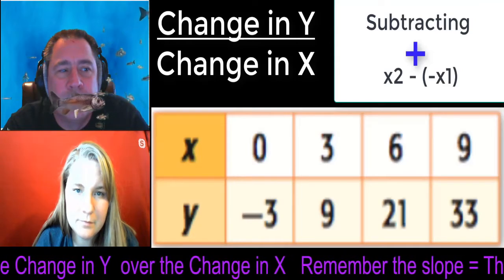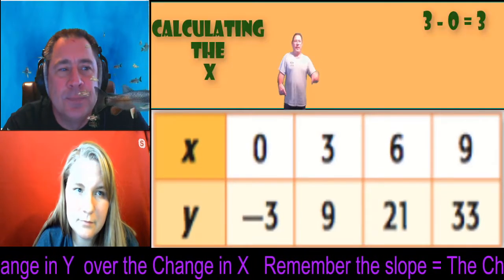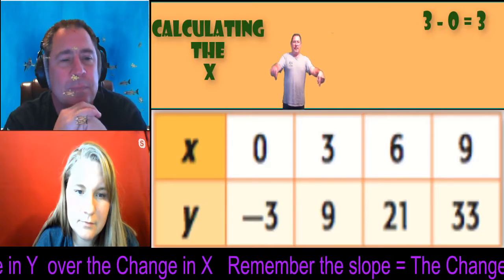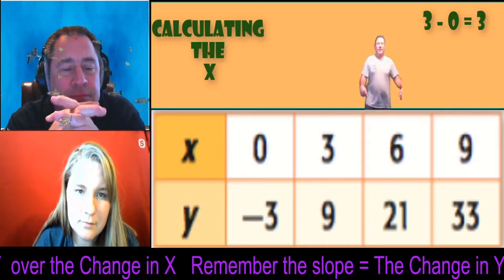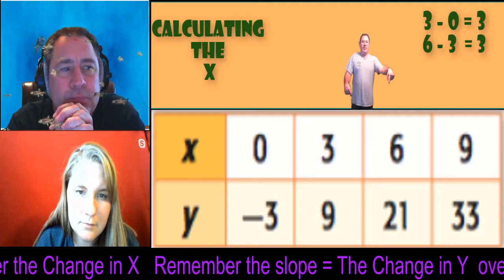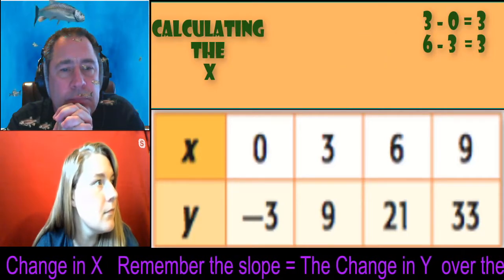So let's start taking a look at this example with Tiny Turner again. Here he is: 3 minus 0. We're calculating the x. 3 minus 0 is 3. 6 minus 3 is 3.